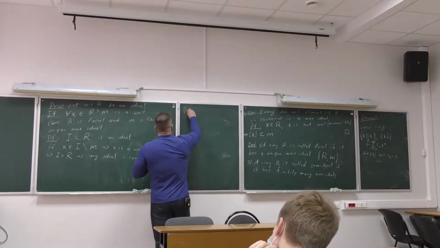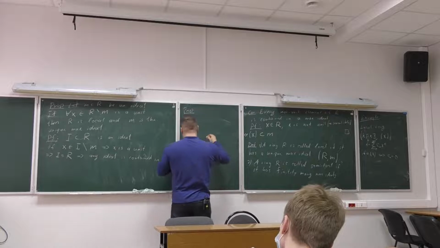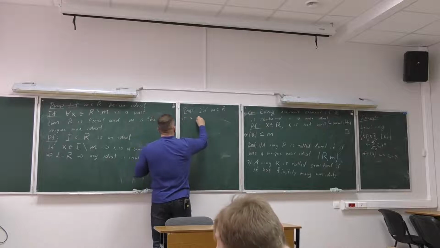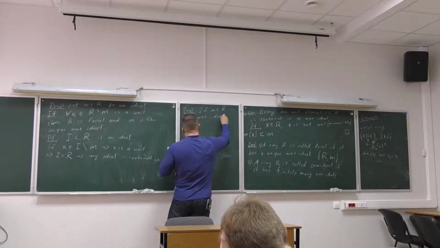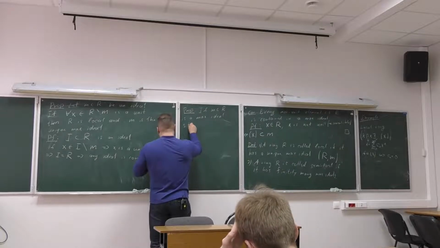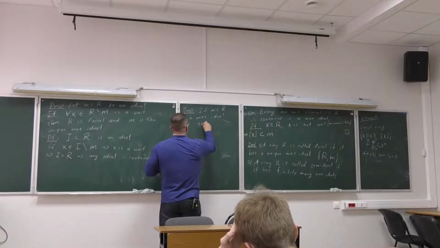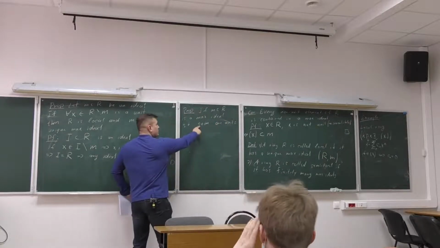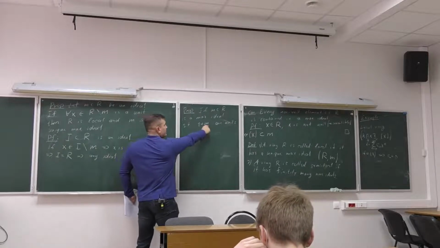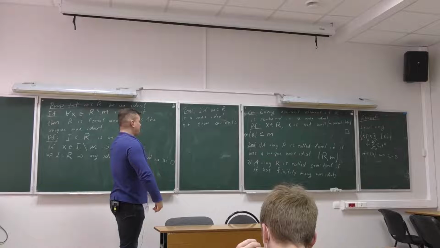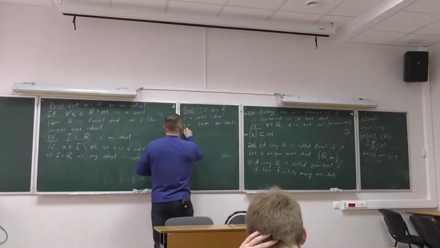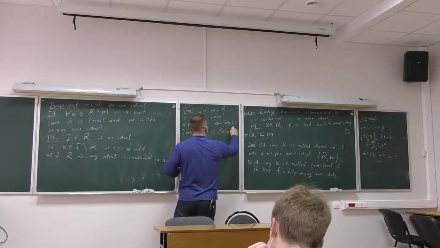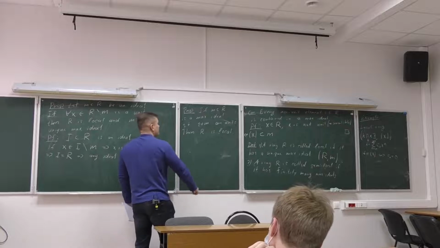So next proposition. If M in R is a maximal ideal such that 1 plus M are units, so this means that I consider all the elements of the form 1 plus something from this maximal ideal, such that all these elements are units, then R is local.